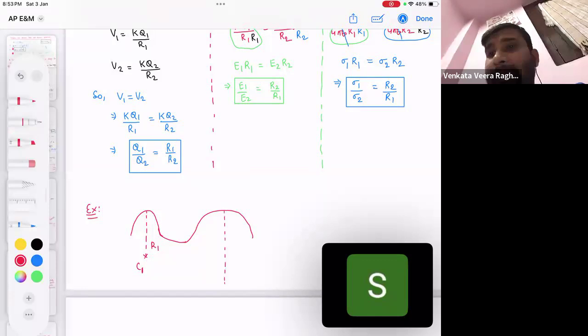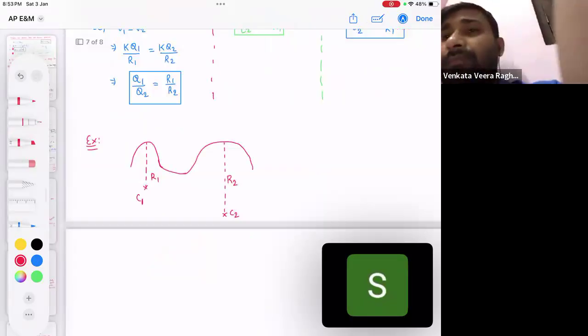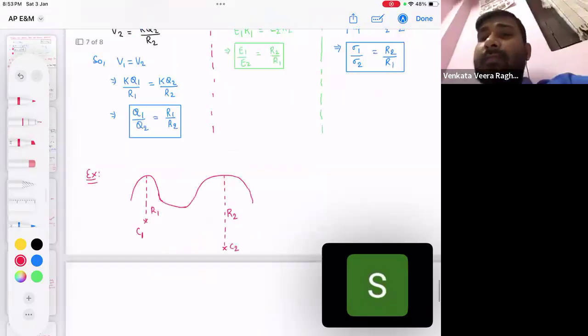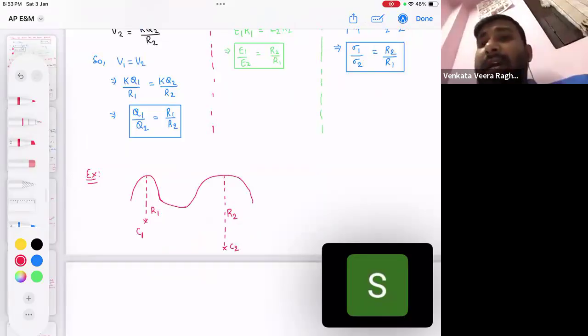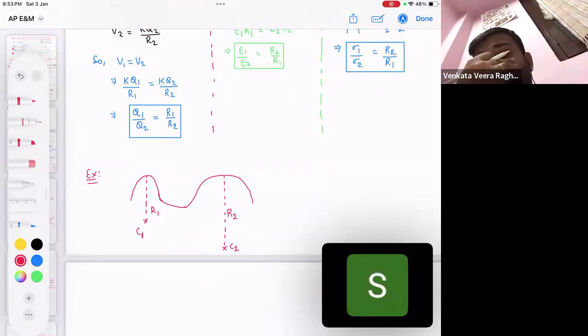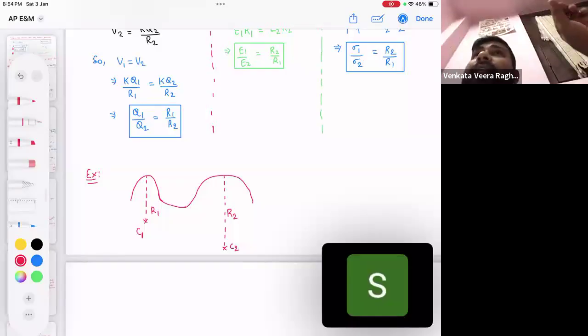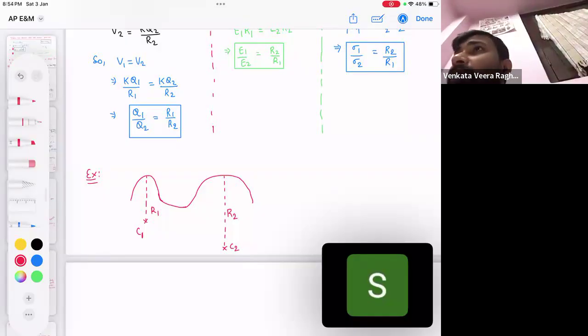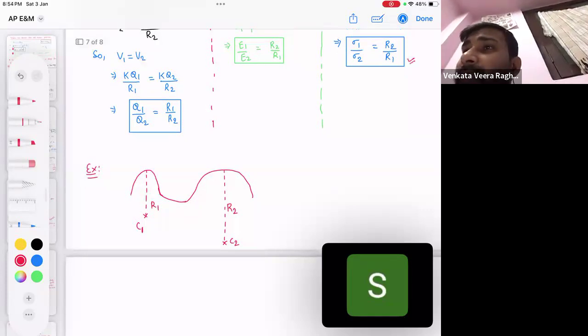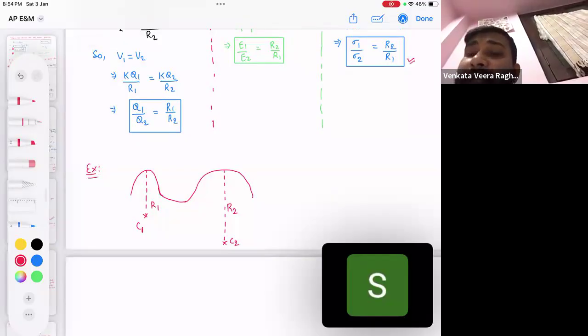Please tell me, at which place will the radius of curvature be more, R1 or R2? R2. Why so? Because the flatter the surface is, the bigger the radius of curvature will be. Understood? The sharper a surface is, the smaller the radius of curvature will be. And you see, charge density is inversely proportional to radius.